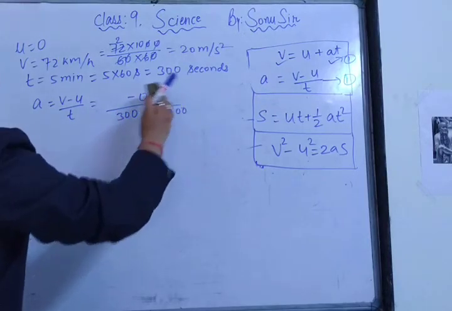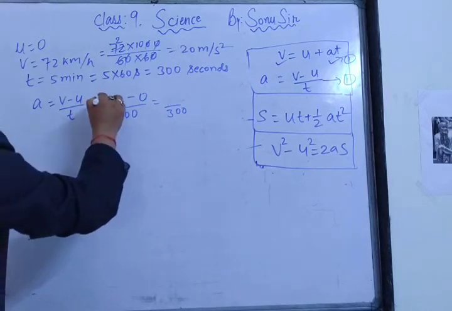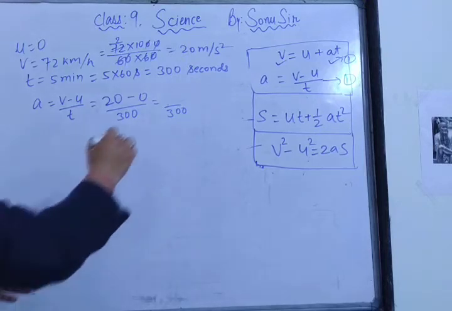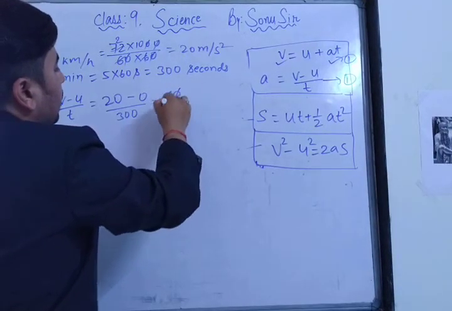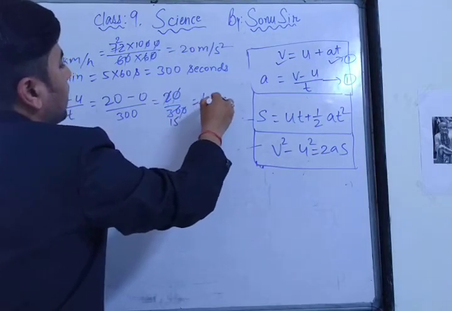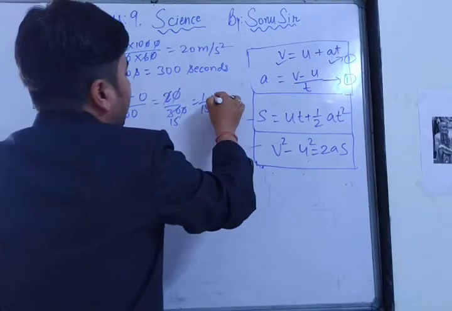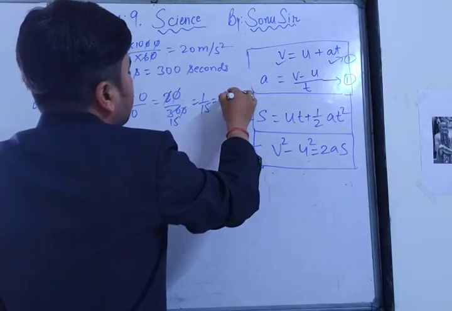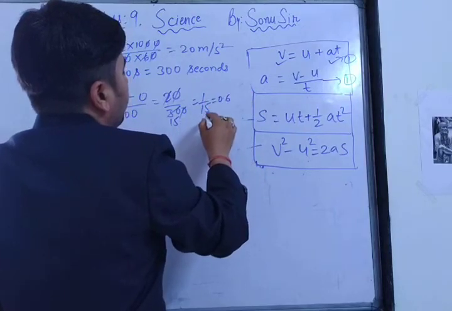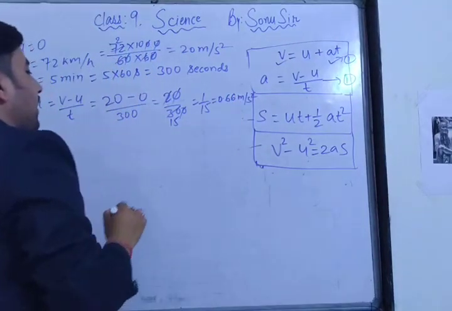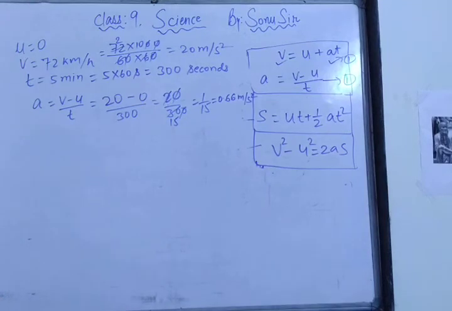So 20 meter per second is our final velocity, initial is 0 and time taken is 300 seconds. So can we write 20 upon 300? Zeros cancel. 15 twos are 30. 1 by 15. Can you tell me what will be the value of 1 by 15? Or you can just divide it: 15 sixes are 90, again 1. So 0.066 meter per second square is your acceleration, or 1 by 15 meter per second square is your acceleration. And the second part of the question is to calculate the distance s, right?